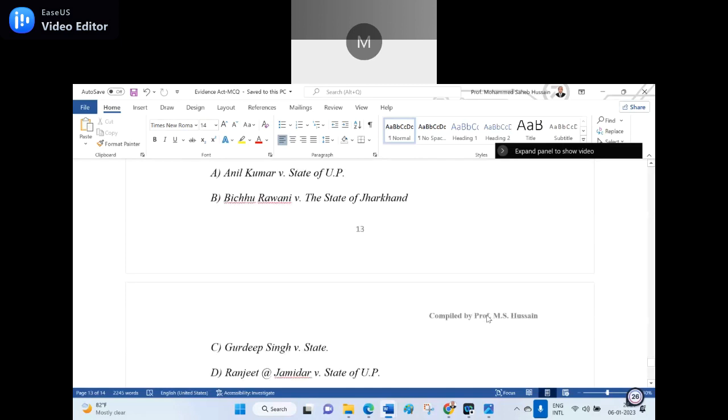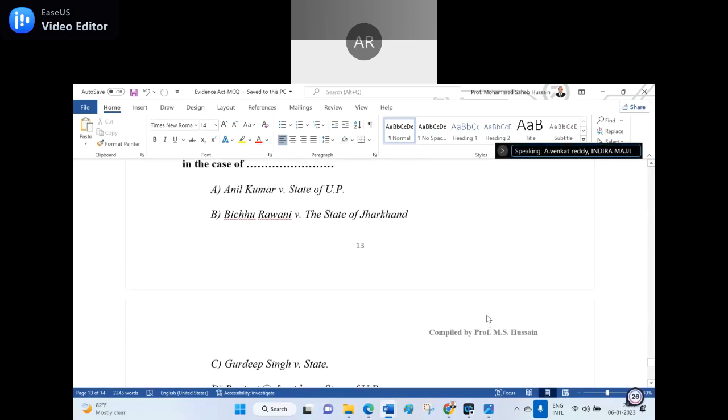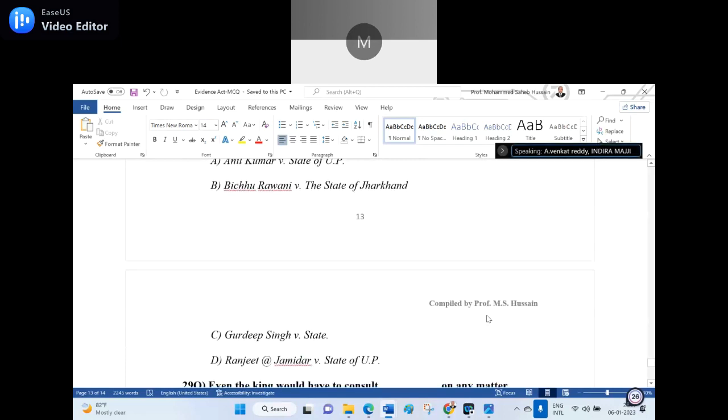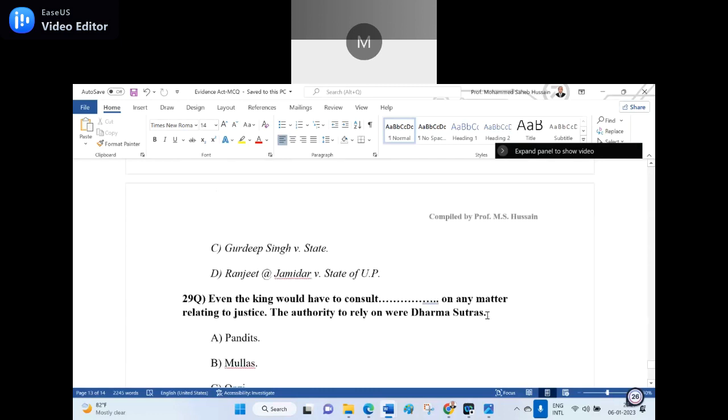Option A, sir. Wrong. Option D, sir. Wrong. Option C is correct. Option C, Gurdeep Singh versus State. It was observed under Section 8 of the Indian Evidence Act, and also goes with Section 106 of the Indian Evidence Act of 1872.